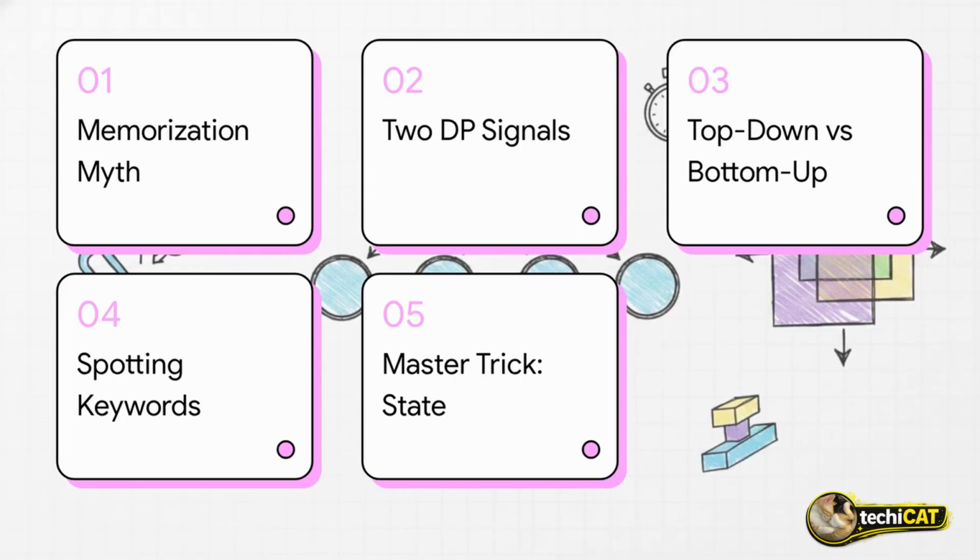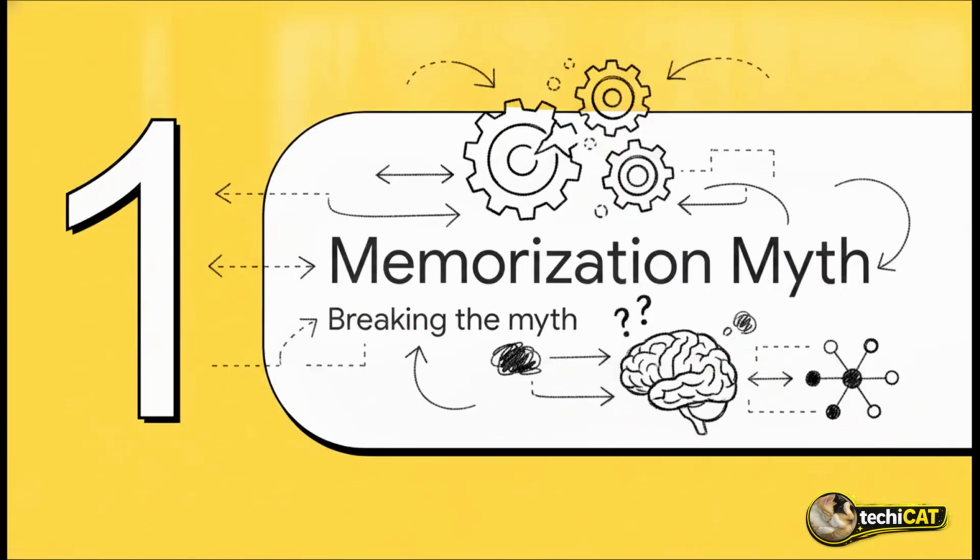So here is our roadmap to get you to that aha moment. First, breaking the memorization myth. Second, the two DP signals. Third, top-down versus bottom-up. Fourth, spotting the keywords. And finally, the master trick, defining state. Okay, Section 1. Breaking the memorization myth.